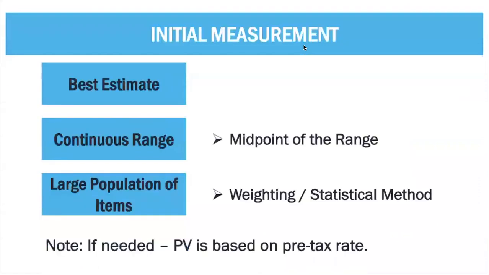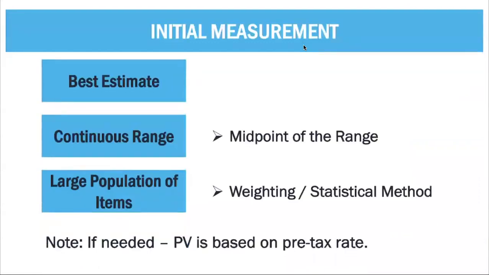Let's proceed now to the measurement of a provision. As a general rule, we initially measure your provision at its best estimate. So whatever is the best estimate provided under your problem, that is your amount of provision. So when the problem says the best estimate of the liability is 3 million pesos, that is our measurement.